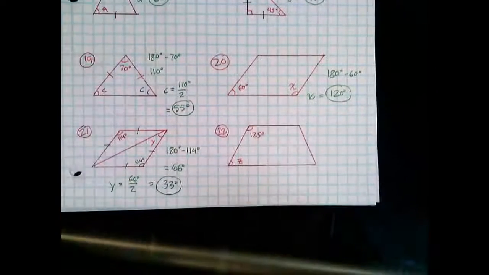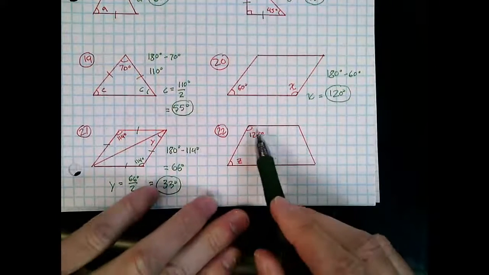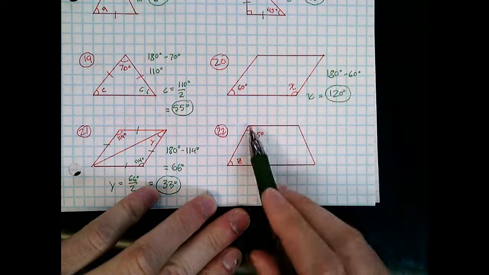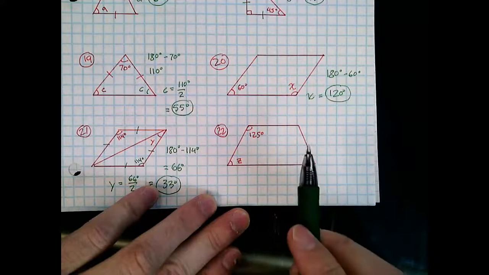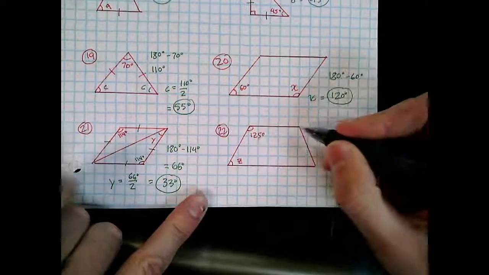And then finally we have this trapezoid. Your instructions tell you that this is a trapezoid as well. Remember, in a trapezoid, opposite angles are not equal, and not every pair of adjacent angles will add up to 180. But there are two pairs that add up to be 180 per trapezoid.